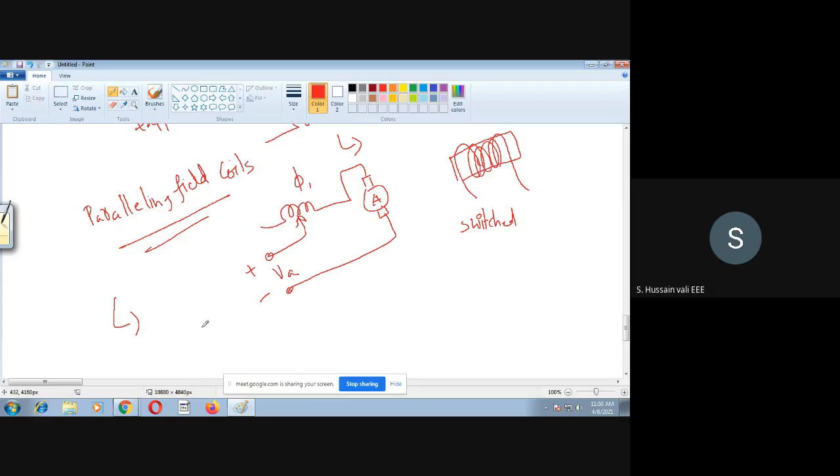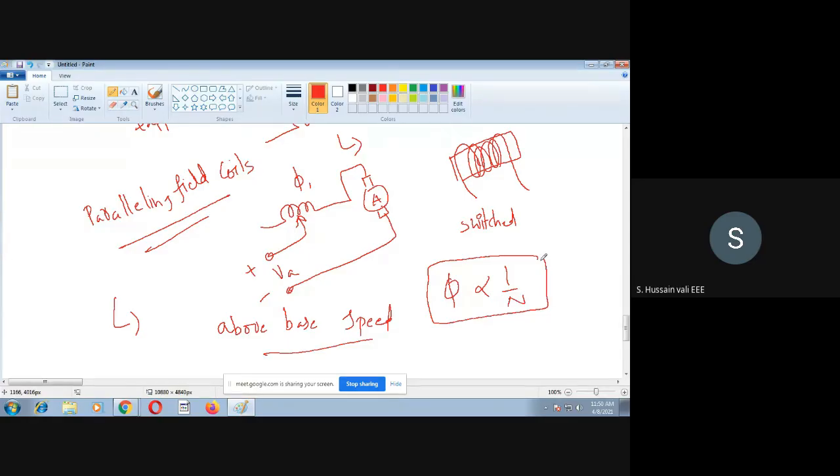You can control the speed of the motor only above base speed. Why above base speed? You see here, flux is inversely related to speed. This you understand. Now you reduce the flux. When you reduce the flux, obviously the speed increases. And one more question: why can't you increase the flux here? If you increase the flux, the speed may decrease. But the problem if you increase the flux is that it may go into saturation.